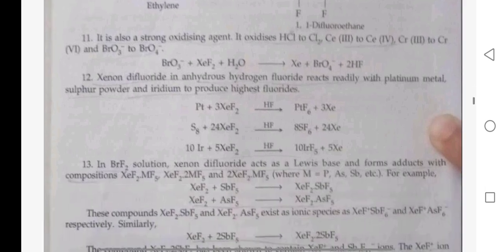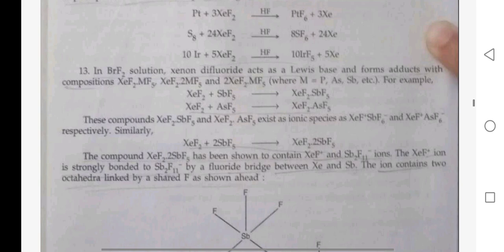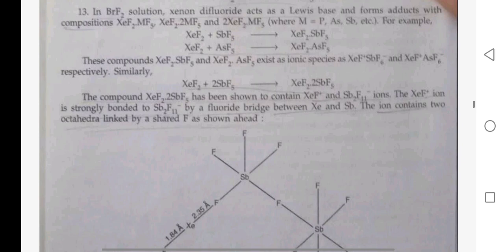Xenon difluoride in anhydrous hydrogen fluoride reacts readily with platinum metal, sulfur powder and iridium to produce the highest fluorides. In bromine pentafluoride solution, xenon difluoride acts as a Lewis base and forms adducts with compounds like XeF2.MF5, XeF2.2MF5 and 2XeF2.MF5, where M is phosphorus, arsenic, antimony, bismuth, etc. For example, XeF2 plus SbF5 gives XeF2.SbF5. This compound exists in ionic form as XeF+ SbF6-.